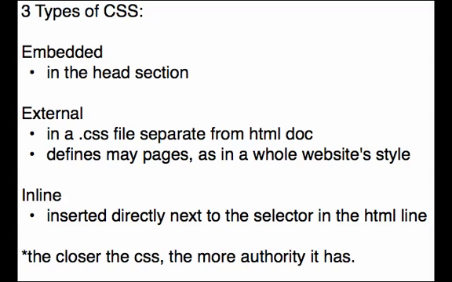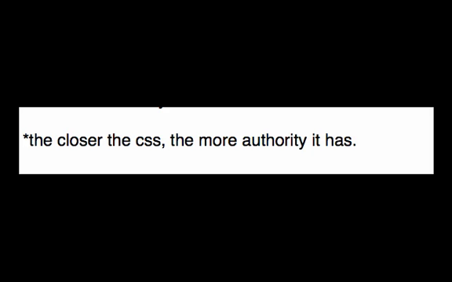There are three kinds of CSS: embedded, external, and inline. We have been working with embedded CSS, which is inserted in the head section. External CSS is a separate .css file that defines many pages. This is what would be used to define the overall look of a website that contains many HTML pages. And inline CSS is inserted directly next to the selector in the HTML line. As a rule, the closer the CSS tag to the selector, the more authority it has in defining its style. So for example, an inline CSS tag has more authority over the selector than the external CSS tag.